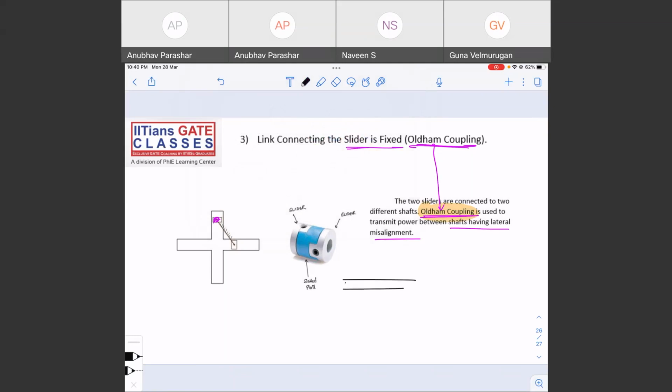This is one shaft. This is one of the shafts. And this is one more shaft. This is another shaft. So these two shafts have lateral misalignment. So what you can do is connect them using an Oldham coupling. This is the kind of coupling which is called an Oldham coupling. Here one of the sliders is fixed. You can connect shafts having lateral misalignment using Oldham coupling.